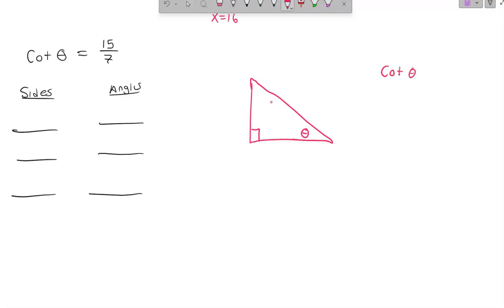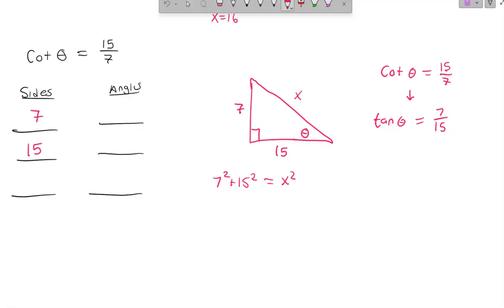So we have our cotangent of theta as 15/7. Right away, I'm going to go ahead and convert that to tangent. So tangent of theta is actually then 7/15. So I'll go ahead and label that. We get two of our sides right off the bat. I will then go ahead and use my Pythagorean theorem next. Let's call that side x.